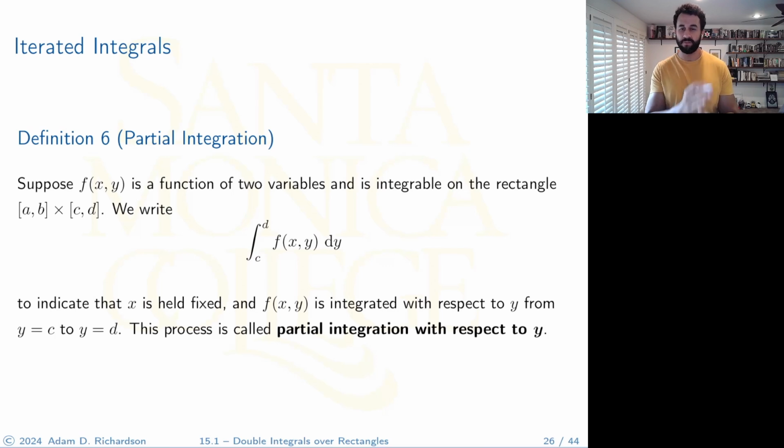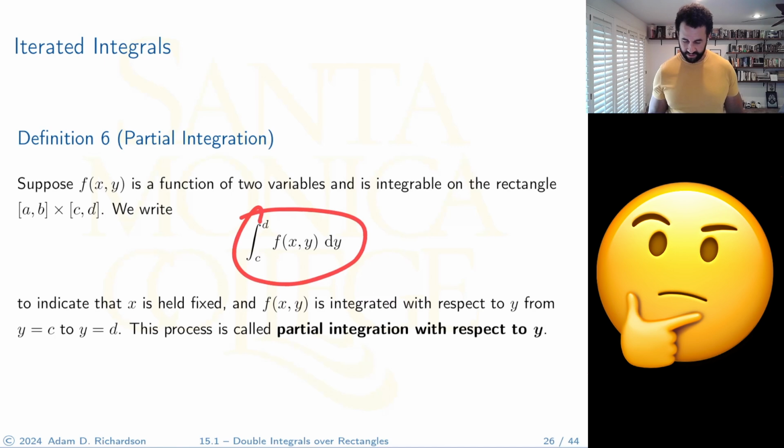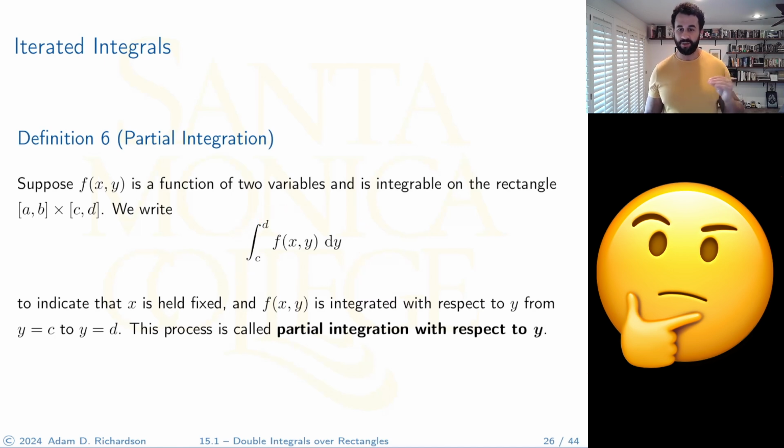Kind of the same thing we did for partial differentiation, right? It was like, just pretend x is a constant and then differentiate with respect to y. Now we're doing the same thing, but with integration. Just pretend x is a constant and integrate with respect to y. And this process is called partial integration with respect to y. All right? Just one more time, I want you to stare at this symbol and notice that y is the only variable here. x is being held fixed.